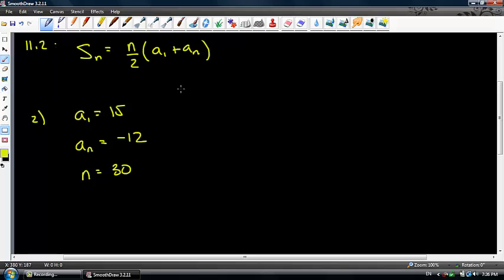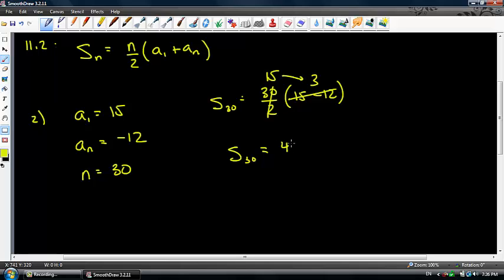So let's plug in what we can. I think we have enough information to get what we need. So s sub 30 is going to equal n over 2, so that is 30 over 2, times a sub 1, which is 15, plus a sub n, so that's plus -12, or quite simply minus 12. So we've got 15 minus 12, which is 3. So 15 times 3: s sub 30, the sum of the first 30 terms, is 15 times 3, which is 45.